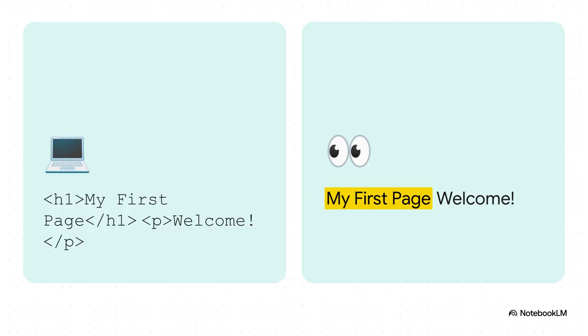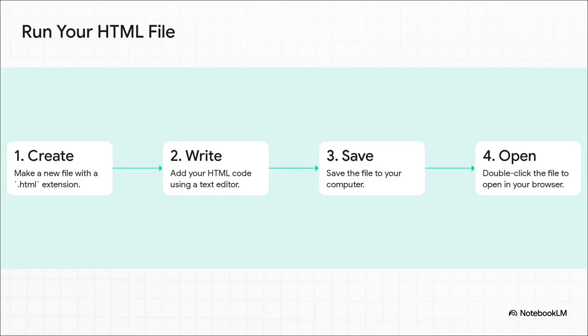And this slide, this is where the magic happens. You write these little things called tags in your file, and the browser just understands them. That H1 tag tells the browser, make my first page a big important heading. And the P tag just marks welcome as a normal paragraph. See? Code on the left, what you see on the right. Simple as that.